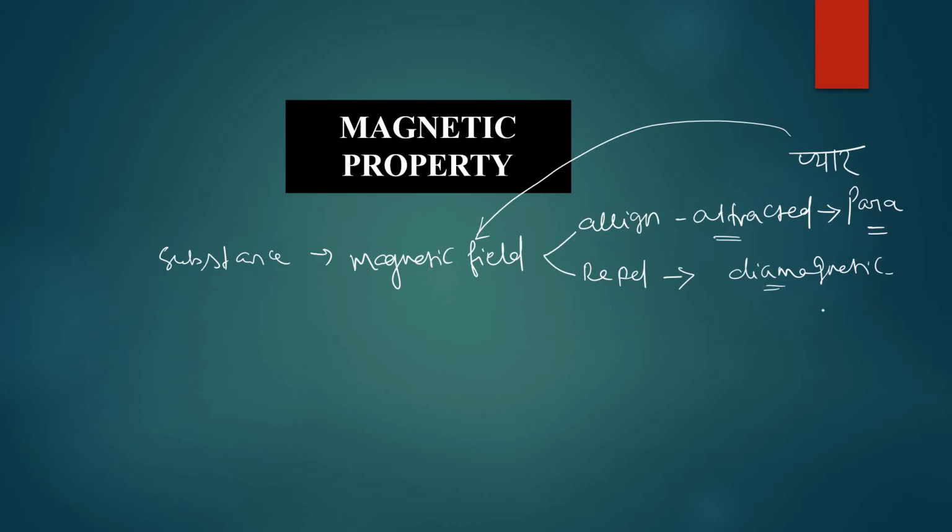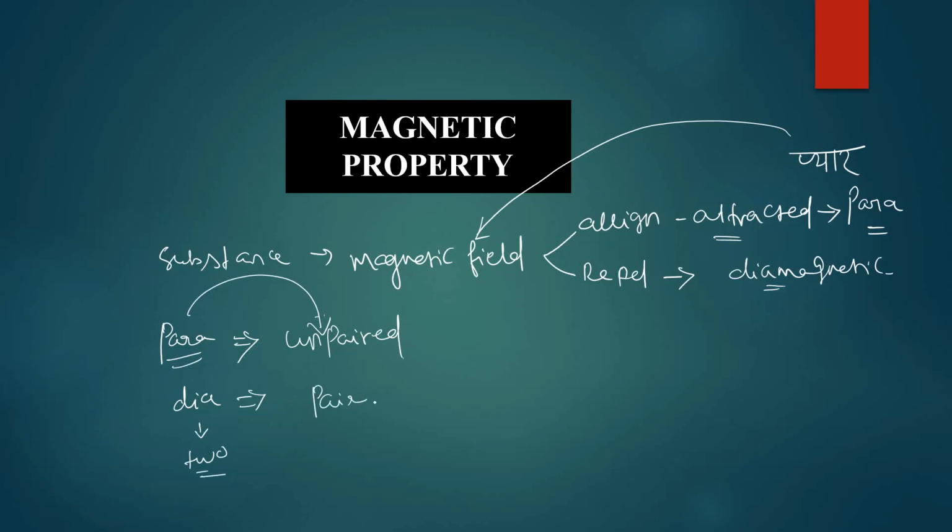So how does this property come to an element? This paramagnetic and diamagnetic property comes to the element by the arrangement of electrons. Paramagnetic means the element should have unpaired electrons: para, unpaired. Dia means two. Diamagnetic means paired. Here, let us consider the d orbital.